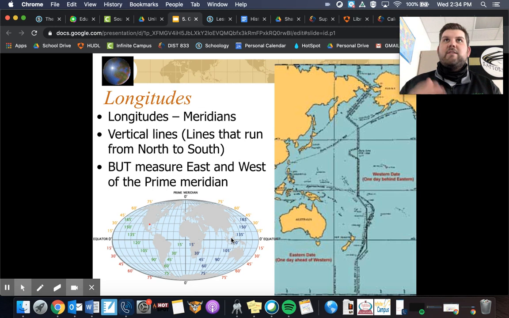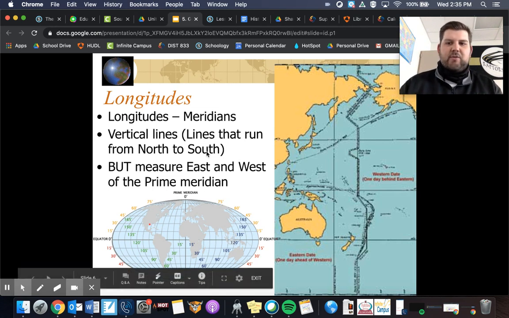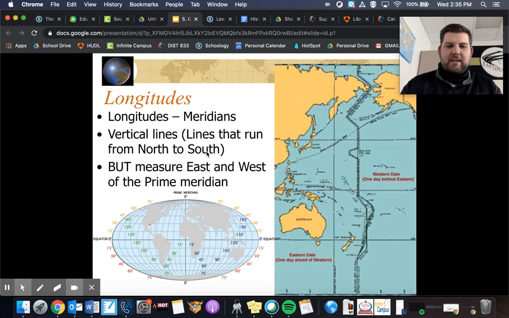Longitude, or long, is the long way. That's how I've always remembered it. They are vertical lines. They go up and down, so they run north to south, but they measure east and west. You can see that by our picture here.